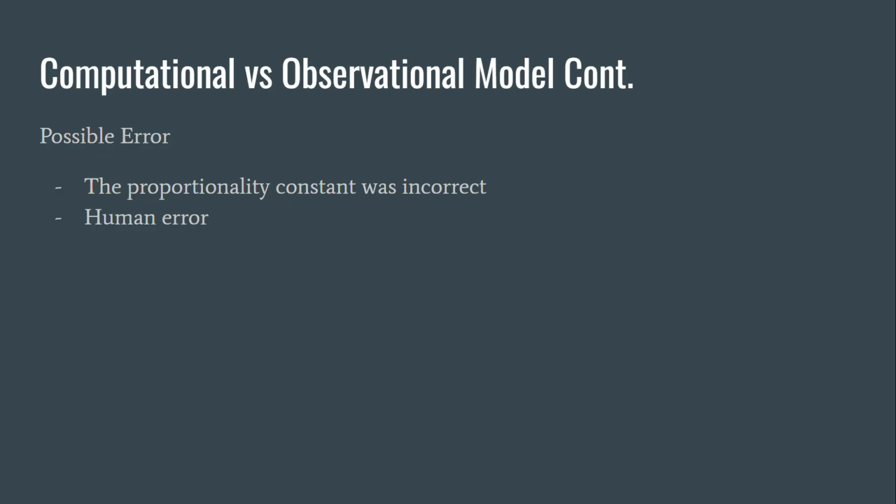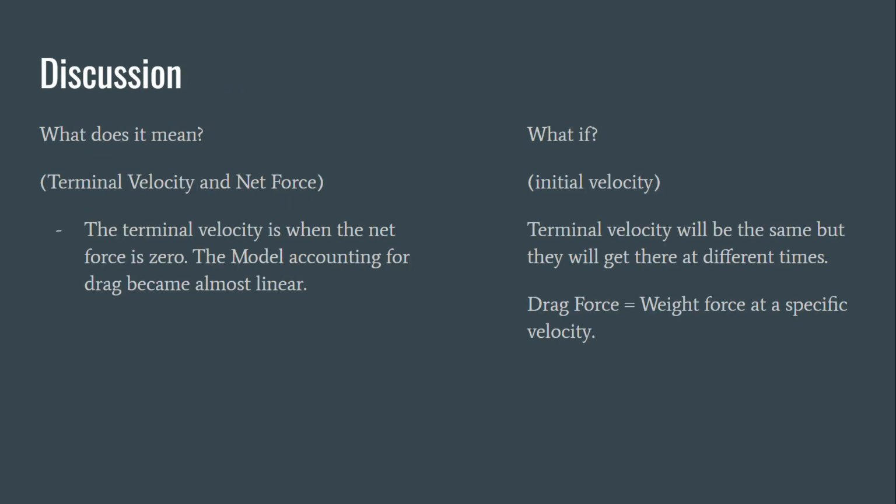Computational versus observational model, continued. The possible errors for this were the proportionality constant that I chose for the code was incorrect, and then general human error. So what does this mean?